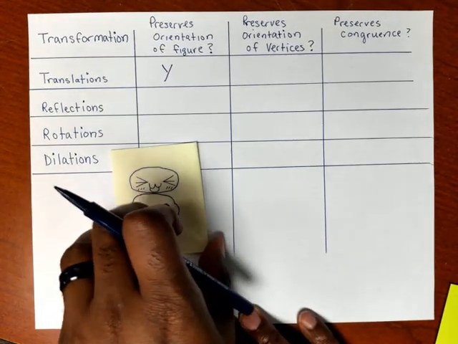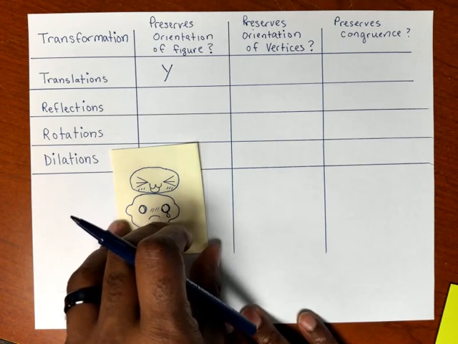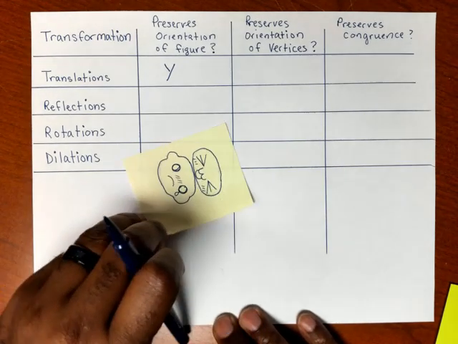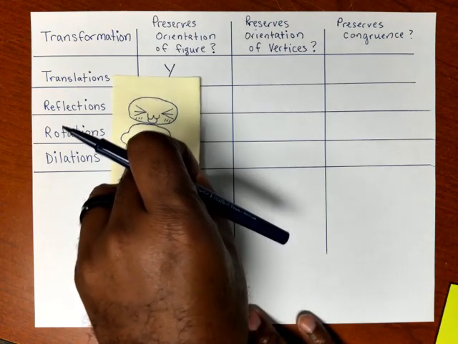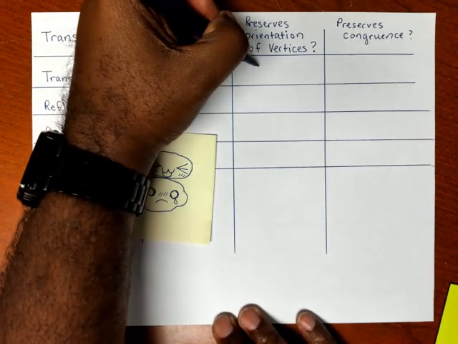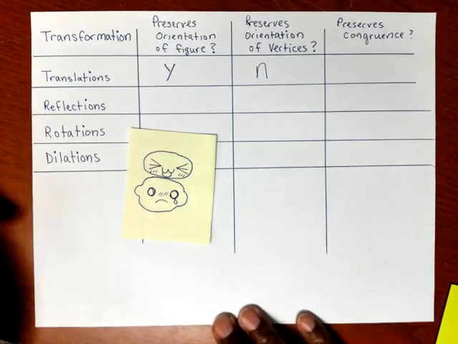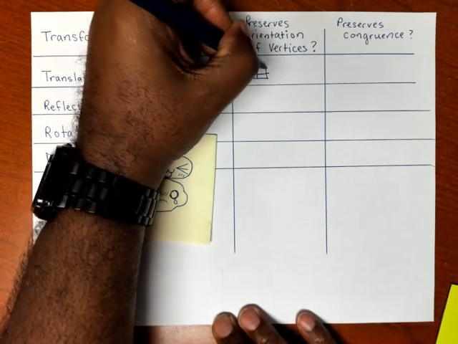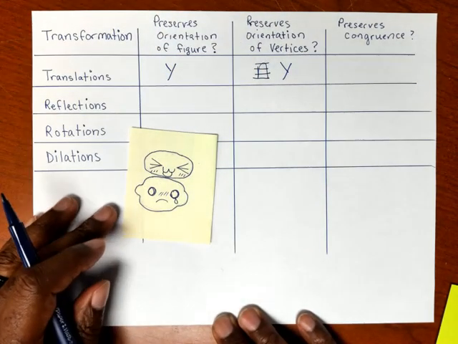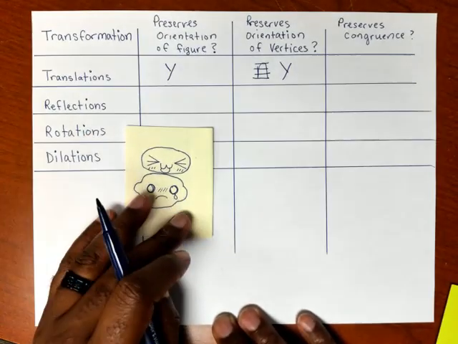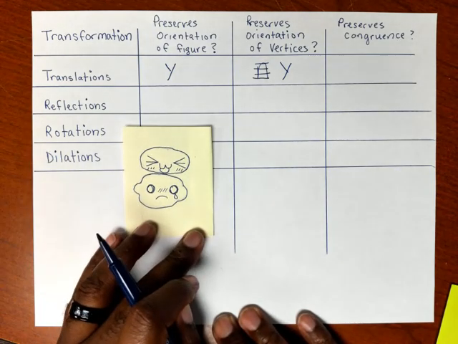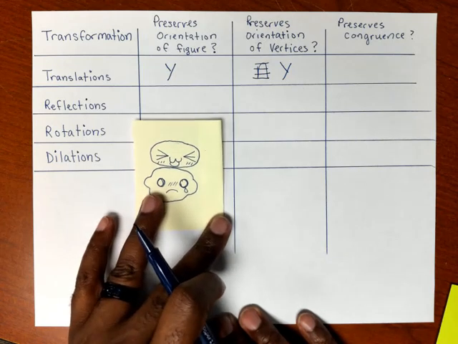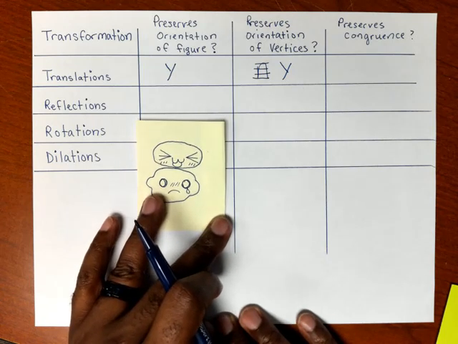Does it preserve the orientation of the vertices? Does this guy rotate when we slide something? No, it just slides left, right, up, or down. So we're going to say no. Wait, that's not right. We should say yes. It does preserve the orientation of the vertices. Nothing changes here. So preserves means to keep, right? So even us math teachers make mistakes. That was a typo, so disregard. But yes, it preserves the orientation. So it keeps the orientation.